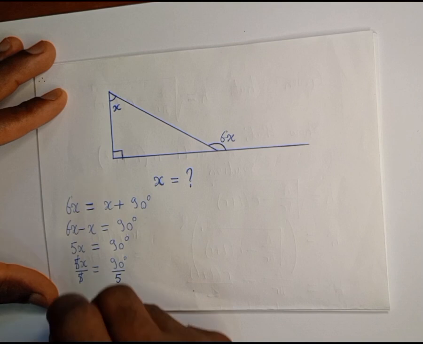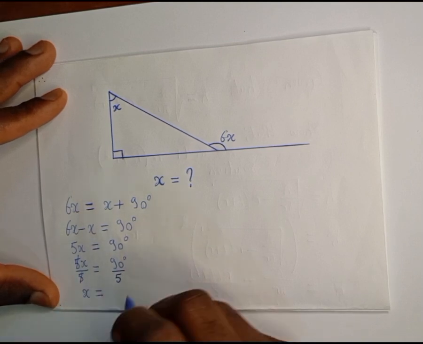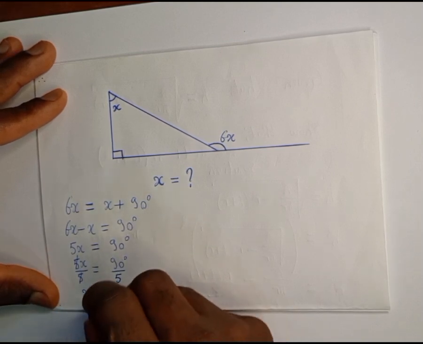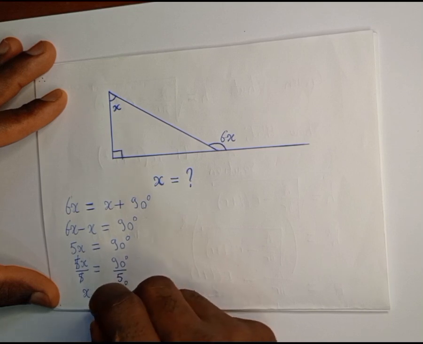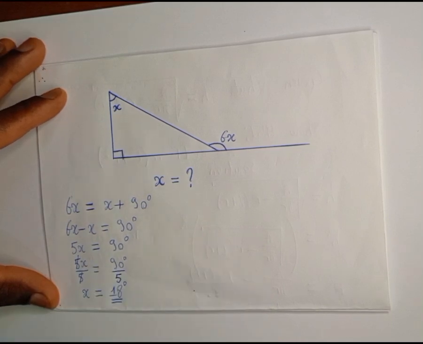5 will strike off 5. X will simply be equal to 90 degrees divided by 5. It gives us 18 degrees.